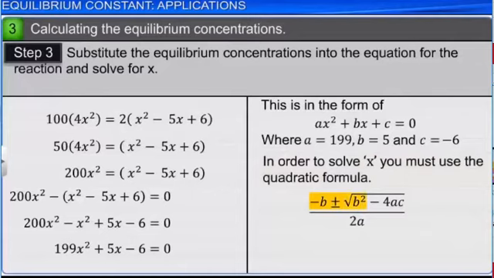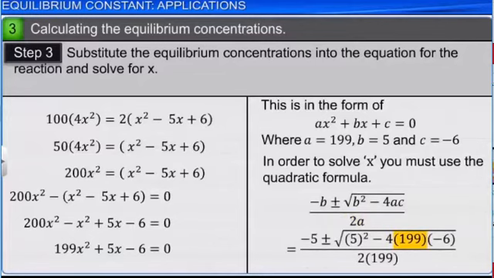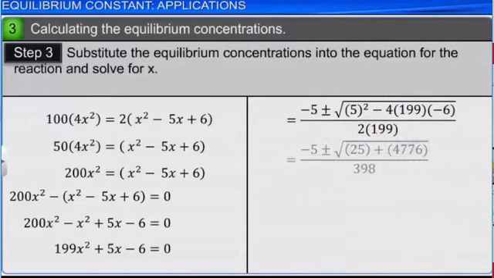On substituting the values of a, b and c in the quadratic equation, we get minus 5 plus or minus square root of 5² minus 4 multiplied by 199 multiplied by minus 6, divided by 2 multiplied by 199. This can be written as minus 5 plus or minus square root of 25 plus 4776 divided by 398. This can be further written as minus 5 plus or minus square root of 4801 divided by 398. The square root of 4801 is 69.28.